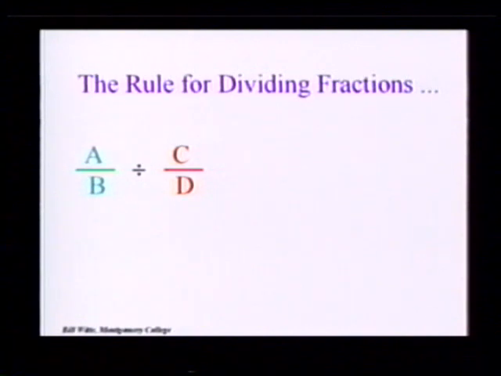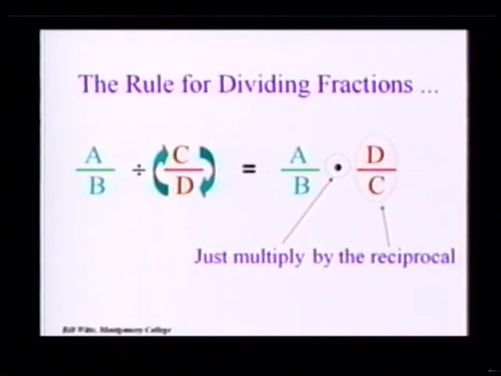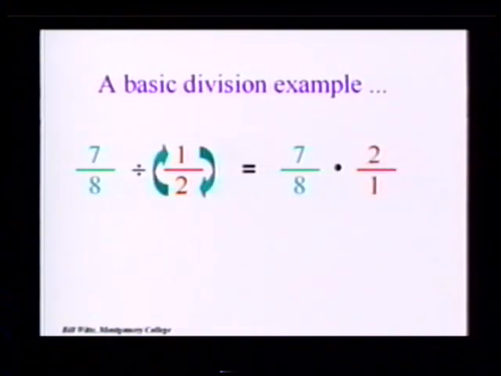Now what am I gonna do? Remember division, very much like multiplication, in that to divide two fractions, I multiply by the reciprocal of the second fraction. Just multiply by the reciprocal. For instance, in this problem, I'm going to take 7/8 and multiply by the reciprocal. And now I got a multiplication problem.